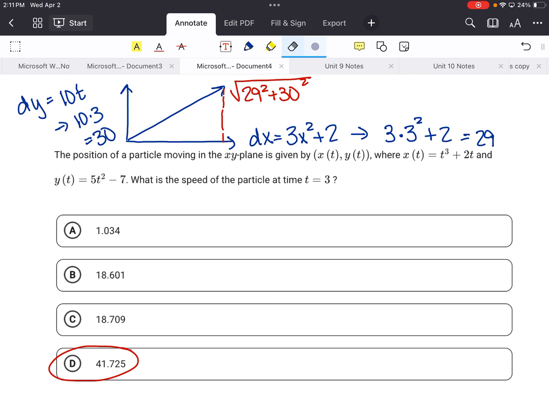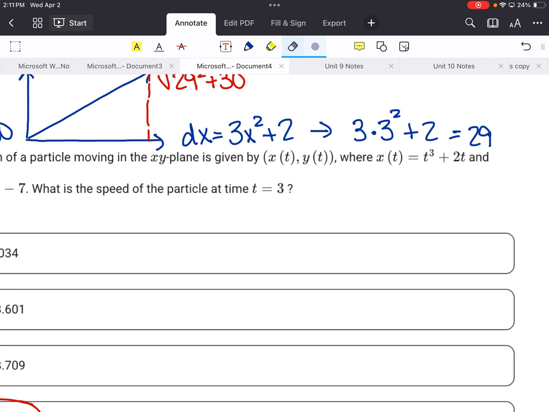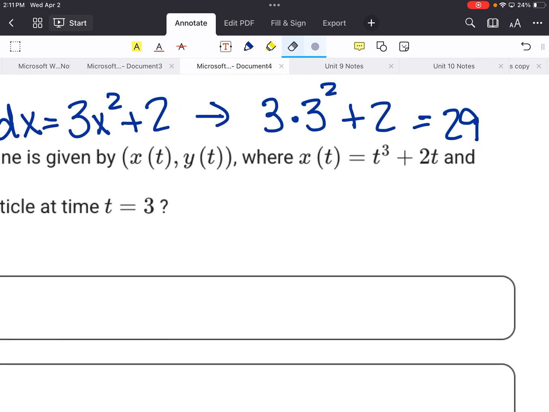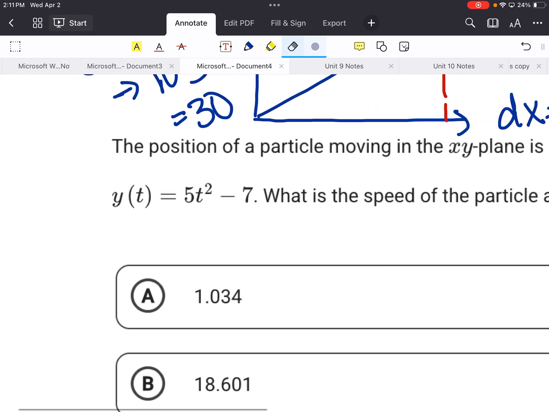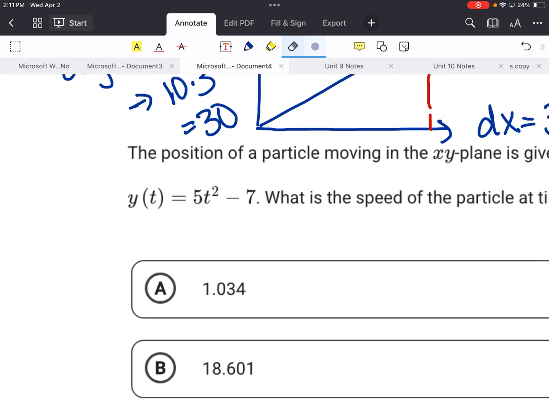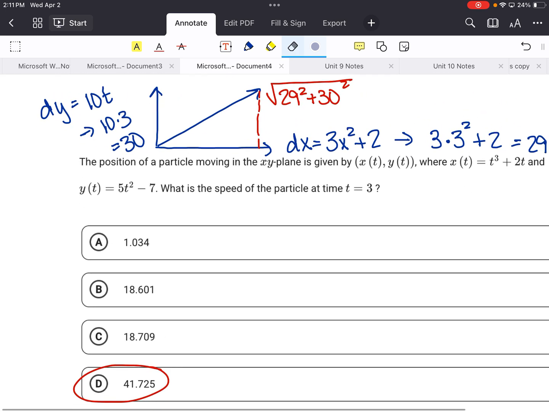This first question is giving us a parametric equation. So we've got one equation that describes the motion with respect to x, so where is its position left to right? And we've got another one that's describing its position up or down, and it wants to know the speed of the particle. So speed is absolute value of velocity.